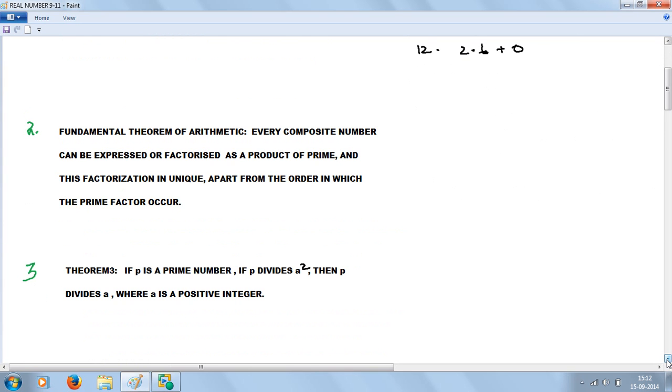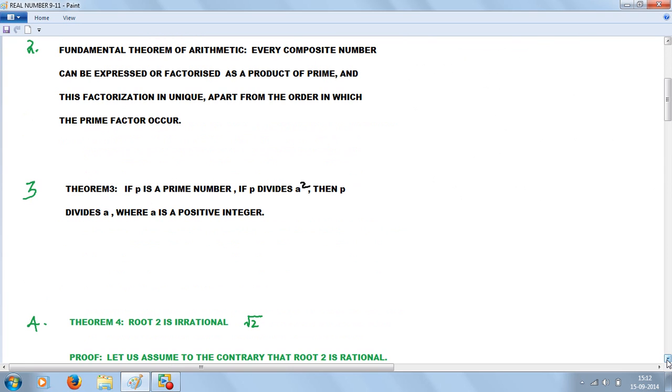The fundamental theorem: every composite number can be expressed or factorized as a product of primes, and this factorization is unique apart from the order in which the prime factors occur. So we know what prime numbers are. We'll just give some examples. What is a prime number? 2 is a prime number. 3 is a prime number. 4 is not a prime number. 5 and then 7.